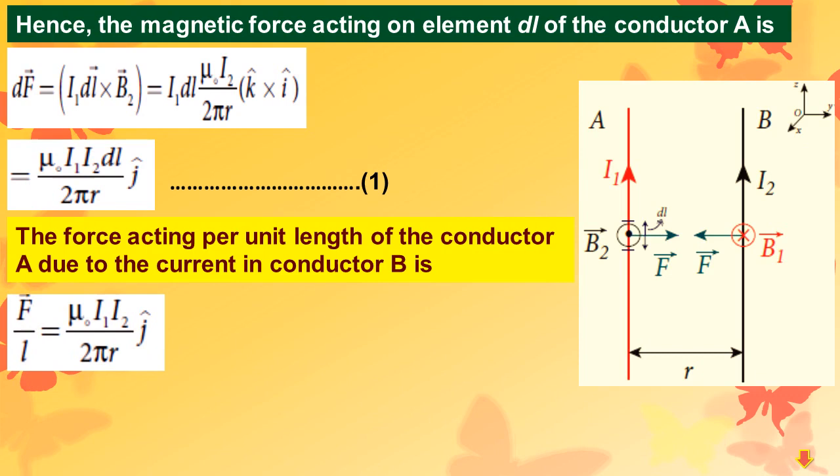Now again we put the F by L here. That means the force acting per unit length of the conductor A due to the current in the other conductor is the force per unit length of the conductor A, F by L is equal to mu naught I1 I2 divided by 2 pi r into j cap.